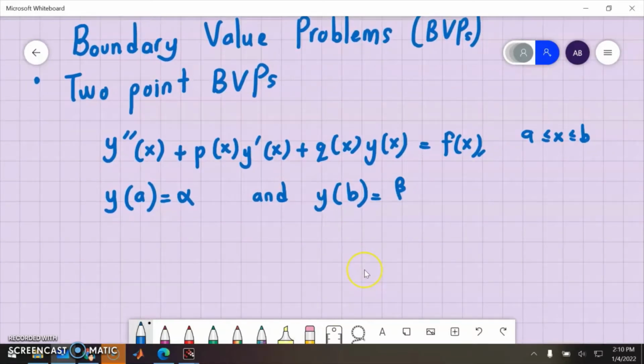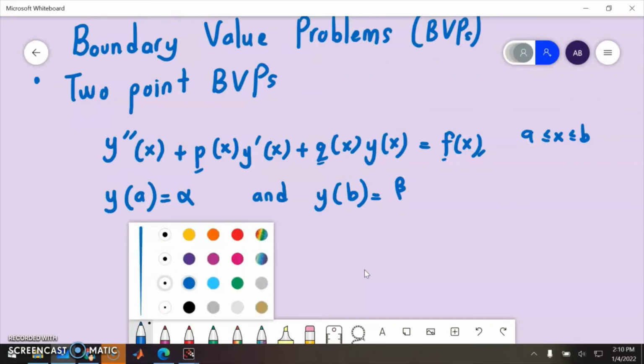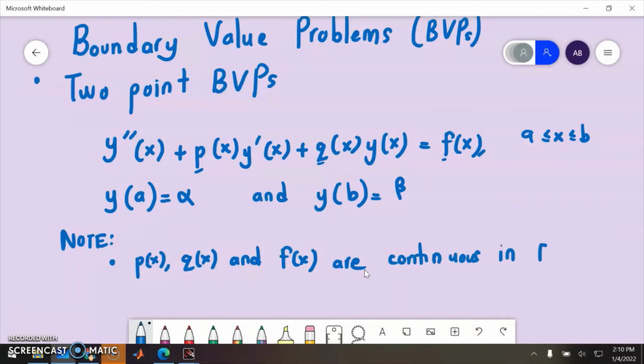Now, what are p, q, f here? p, q, f are functions of x. If equation 2 is satisfied, here are some notes I can make. The first one is that p(x), q(x), and f(x) are continuous functions in the given region a to b.